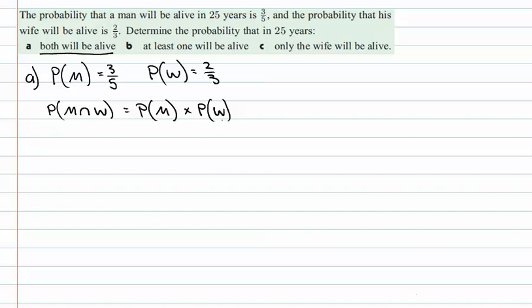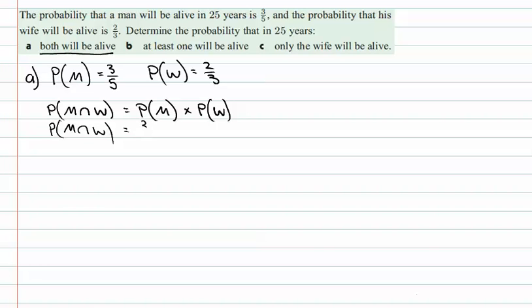it is independent. The two things are independent of each other. If the man dies, it doesn't mean that the woman is going to die. If the woman dies, it doesn't mean the man's going to die. Okay, so with that, we can then just substitute our two values in.